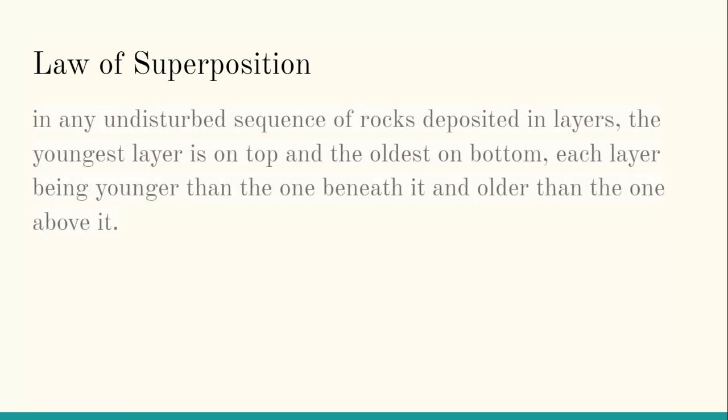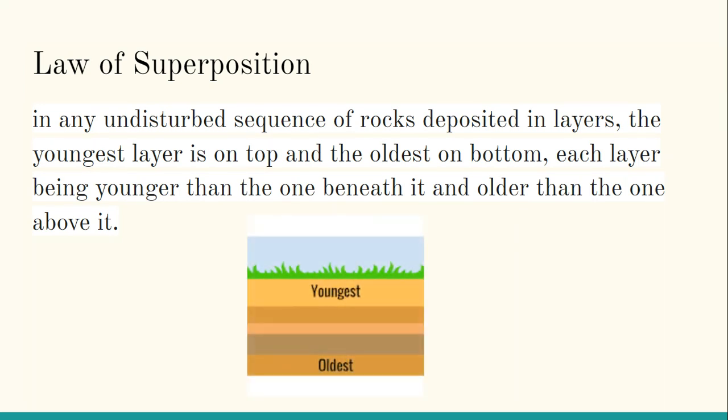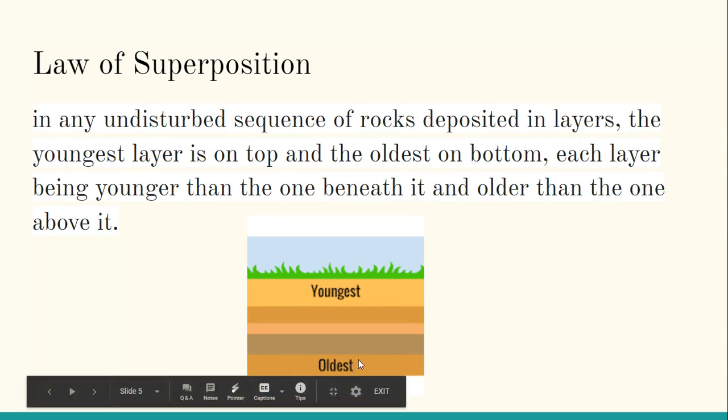So the first one is the law of superposition. It's really a super law. In any undisturbed sequence of rock deposited in layers, the youngest layer is on the top and the oldest is on the bottom. And the ones in the middle will be sequenced that way. So this one down here that I'm pointing to is the oldest. And then this one is younger than the one below it, but older than the one on top of it. And as you make your way up, this one is the youngest.